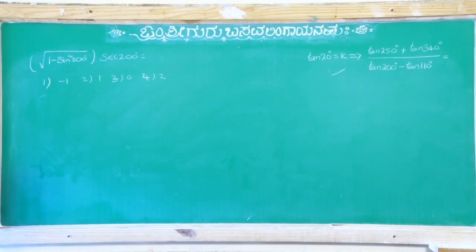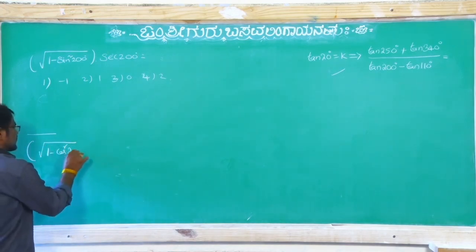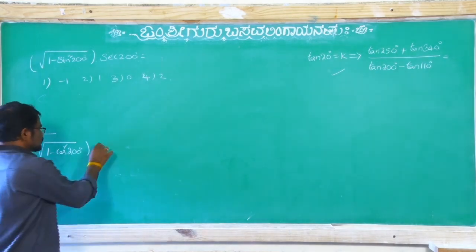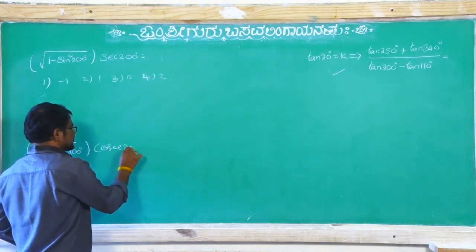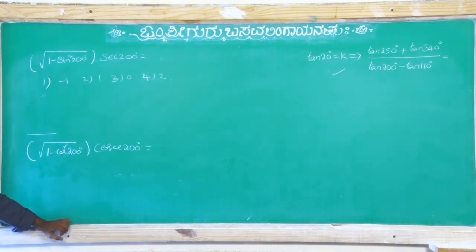And one more problem based on that: root of 1 minus cos square 200 degrees into cosecant 200 degrees, same options. Once again you check the answer; there is only a slight difference between the correct answer and the wrong answer.